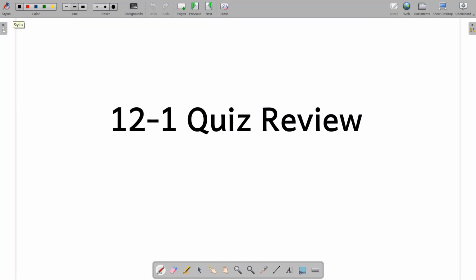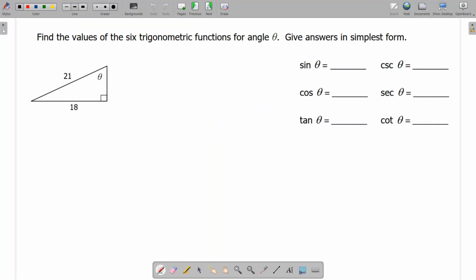Hey guys, this is going to be a review video for the 12-1 quiz. So let's go over some of the basic trig stuff first. All right, so here is a right triangle, and we want to find the 6 trig functions for angle theta.